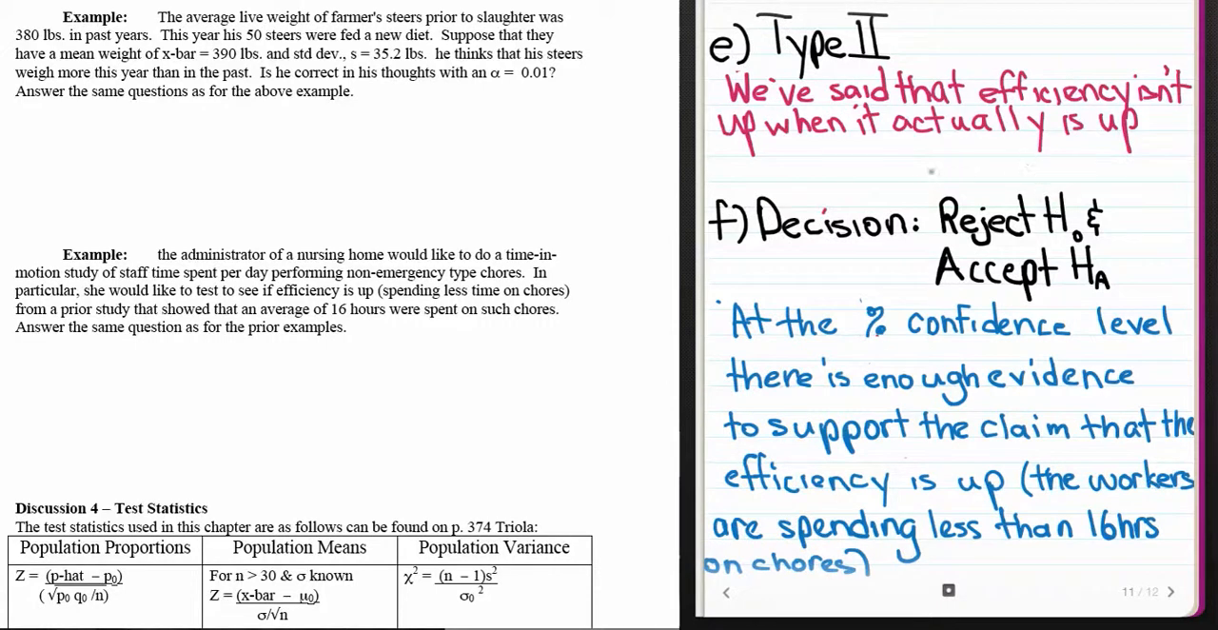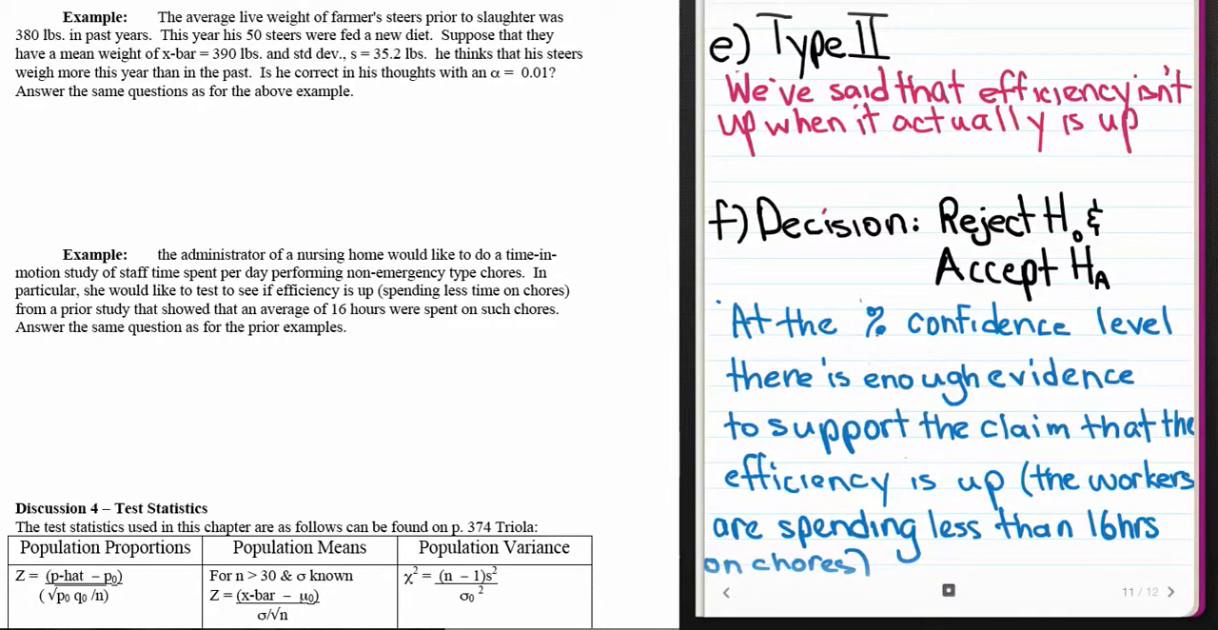Now, type 2 error, we've said that the efficiency isn't up when it actually is. Well, that's not so good either, right? Because what we've basically said is you guys need to work harder, work faster, be more efficient when they actually are. That's not very good for morale.